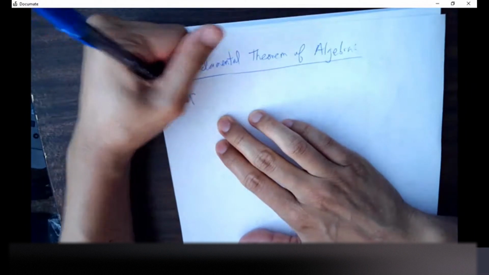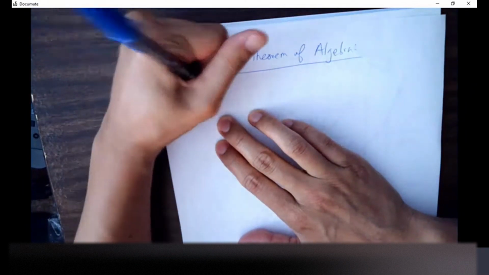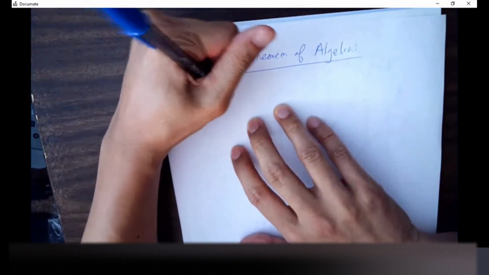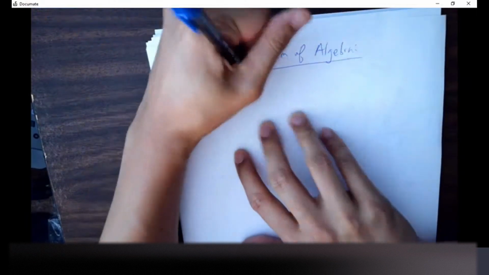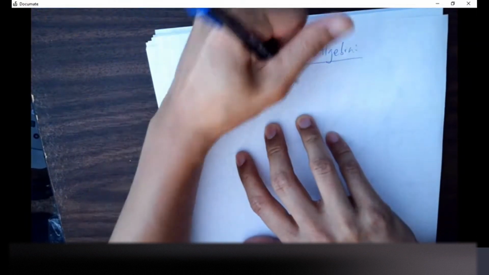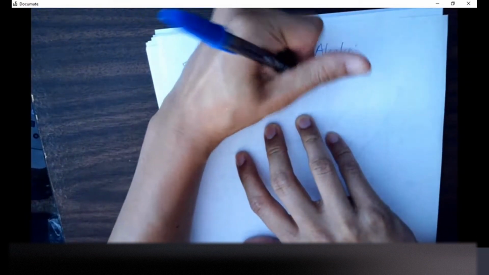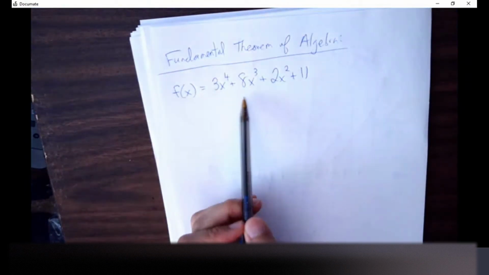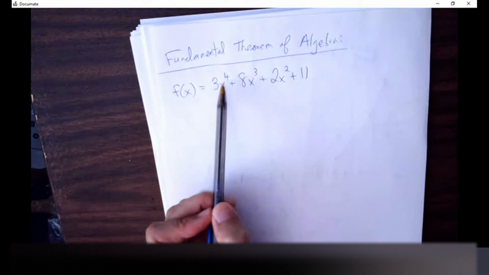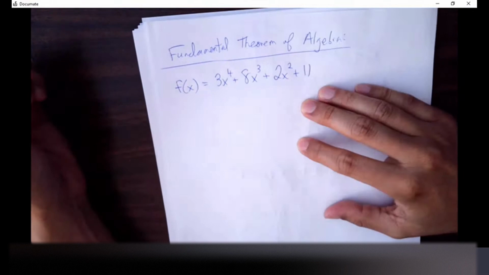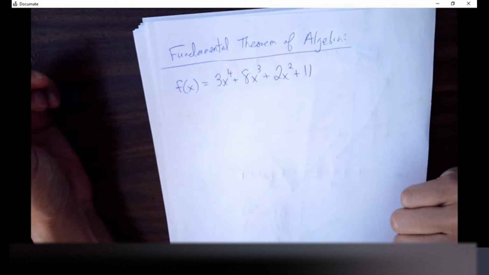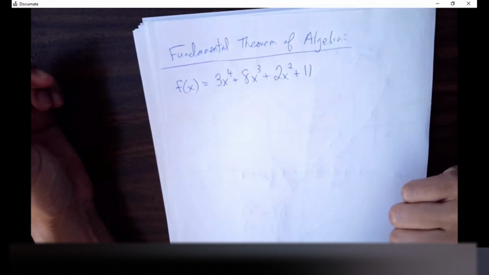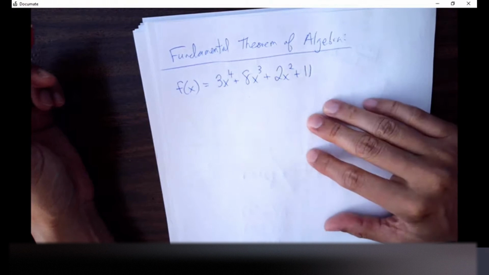Okay, so here's an example. Let's say f of x equals 3x to the fourth plus 8x cubed plus 2x squared plus 11. The key number that we care about is the highest exponent, right? So what's the highest exponent you see? Oh, 4. I thought it was a 6.